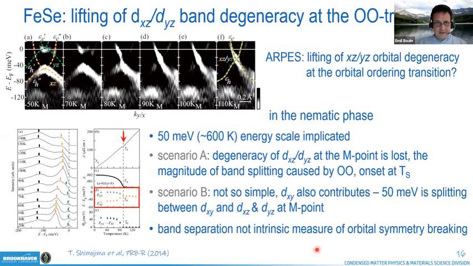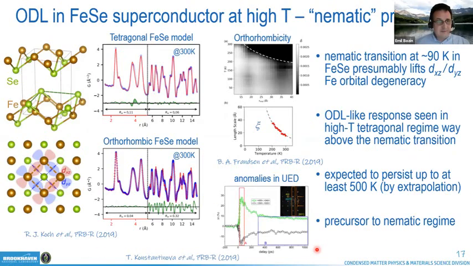At any rate, leaving the ARPES interpretation to the experts, we have looked at this system from the X-ray PDF standpoint at high temperature, at room temperature, and what we discovered is that the high symmetry tetragonal model does not actually fit the data that corresponds to the local structure, which can, on the other hand, be explained within the orthorhombic model that corresponds to the orbital degeneracy lifted state.